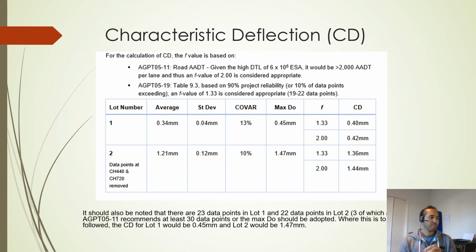Subgrade rutting is not a concern, so to speak, based on the data that we've got. Lot 2, however, has a very high average of 1.21. Standard deviation and COVAR are quite good. Max D0 is 1.47, which is quite high, and you've got a characteristic deflection of 1.36 to 1.44, which is above that 0.9. I should say that you should ideally exclude very high or very low points from a lot, as they can lead to biased results. You can treat the very high points in isolation, but the very low points usually indicate the pavement's quite good, and they can just be lumped into the overall lot average.